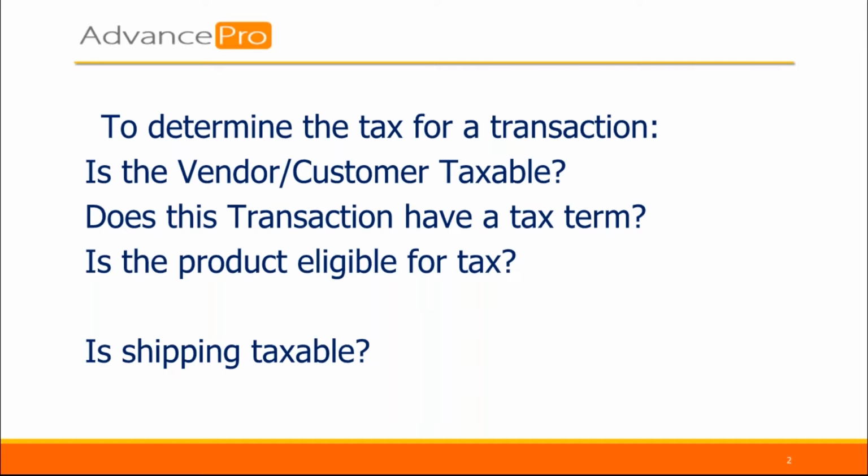Next, it does look at your products, and it says, is the product eligible for tax? And it'll exclude any non-taxable items that happen to occur on the order. And then the final thing it's going to look at is, is your shipping taxable? So it'll add some tax based on your shipping rate if that's the case.